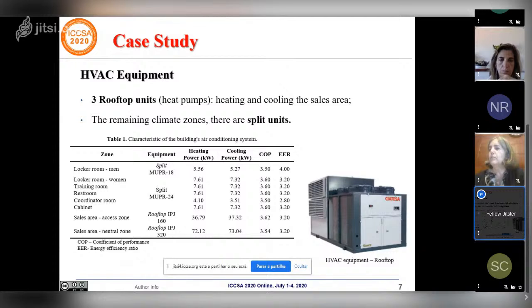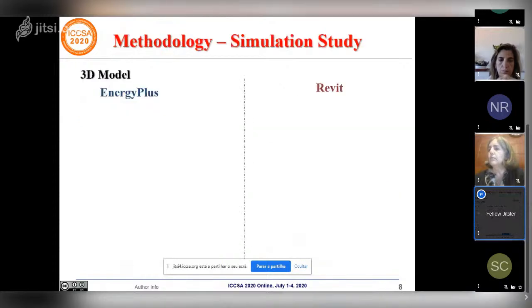So the simulation study was developed by 2 energy simulation softwares, as I said before. The first one, EnergyPlus, a robust energy simulation software with a high potential for simulation of the building energy consumption under different thermomechanical conditions, an open source software. Regarding the Revit software, this is a software essentially used for design and allows to perform some calculations.